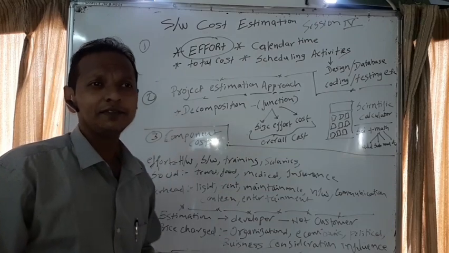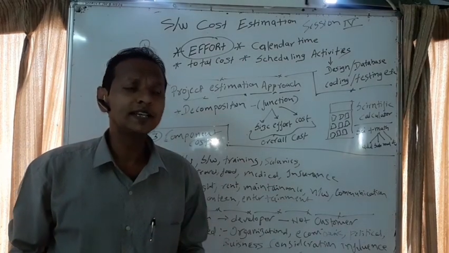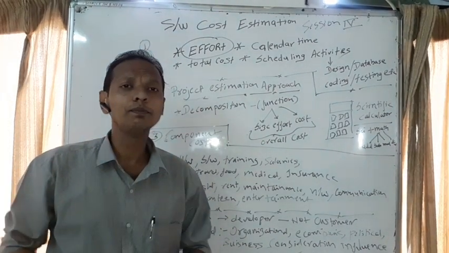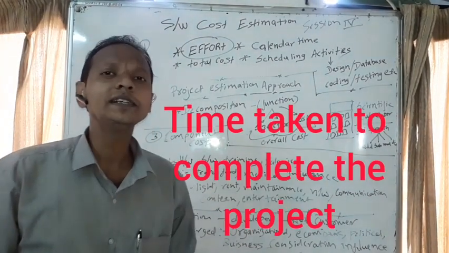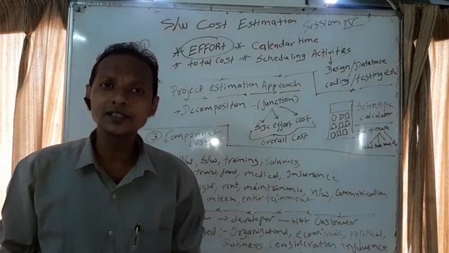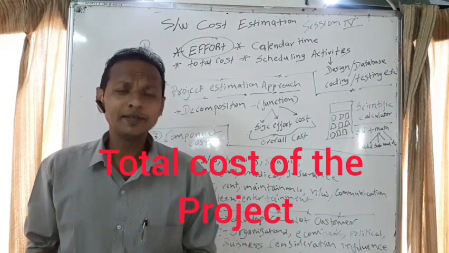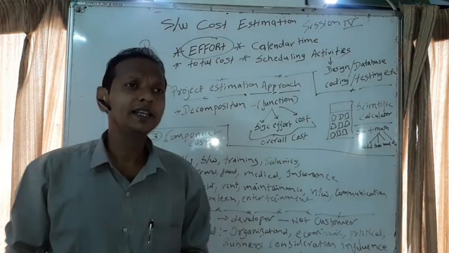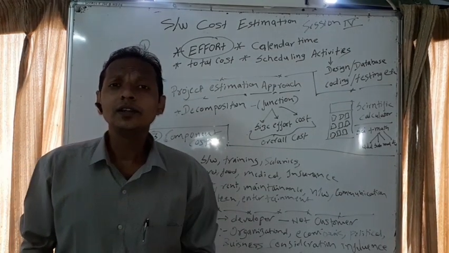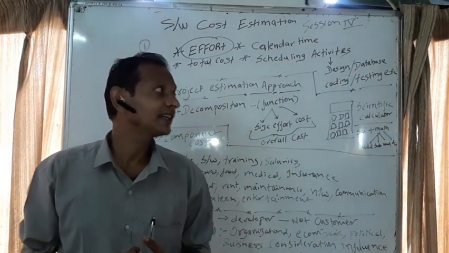Second, as we have already said, the schedule time, that is the calendar time, means the time taken to complete a project or software. The third thing is the total estimated cost, which also affects the scheduling activities.